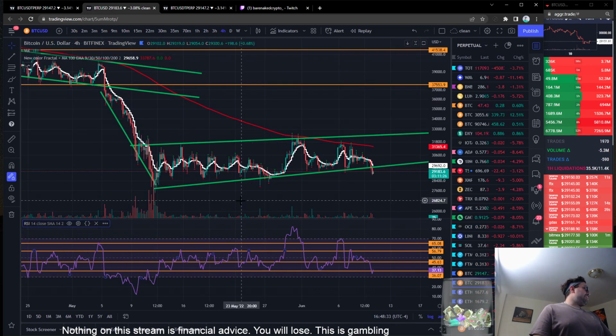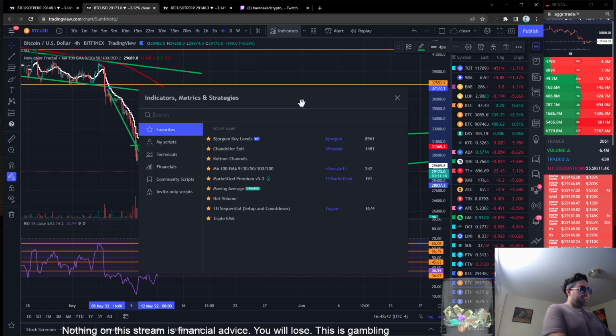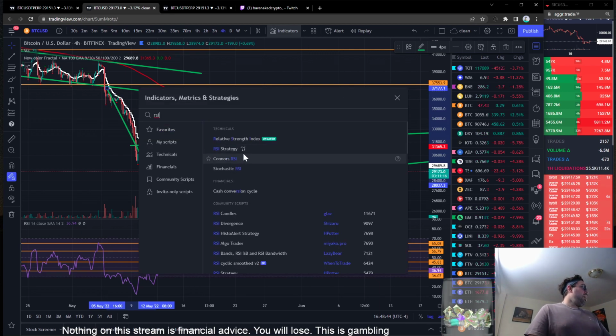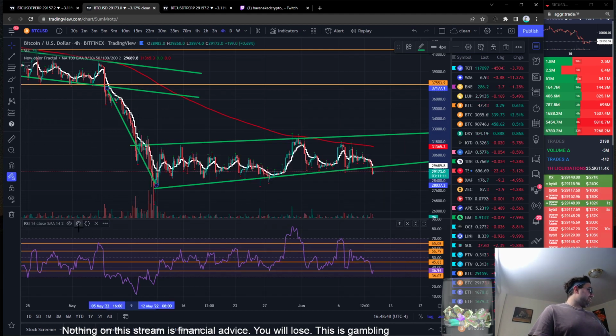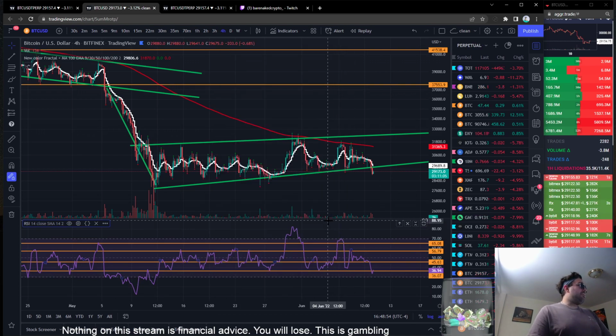RSI, very basic, is the relative strength indicator. If you go to your indicator tab up here and type in RSI, you're going to get an RSI, and it's going to have a little MA baseline. You can remove that for now, or keep it, that's up to you. I don't particularly care.